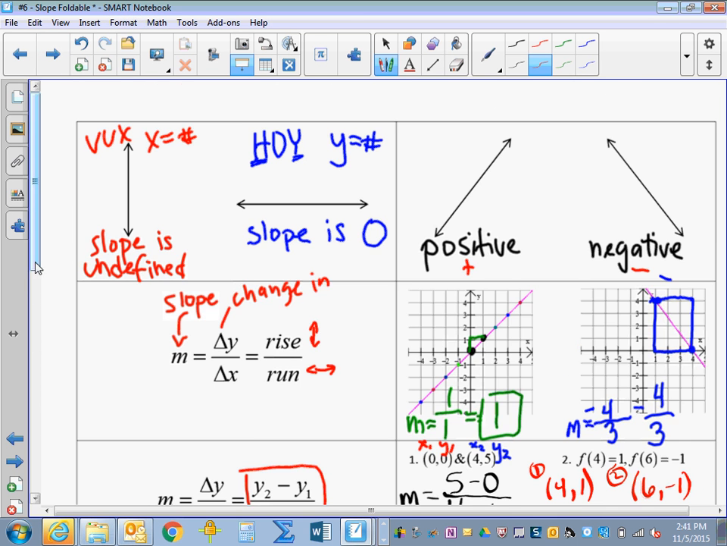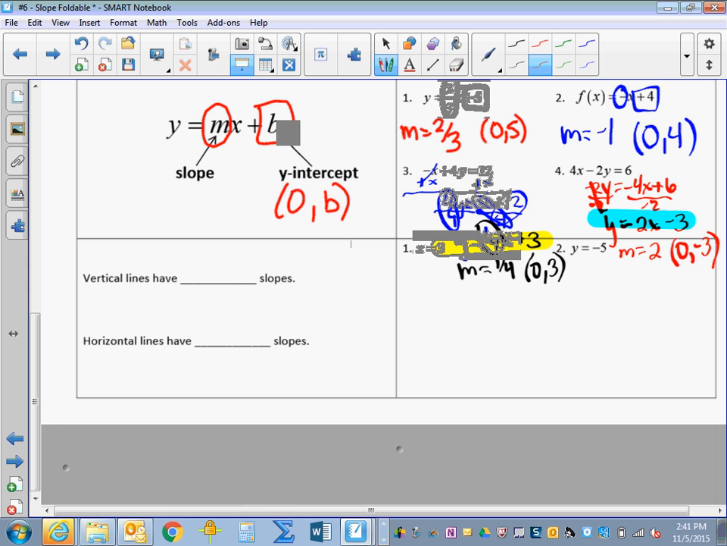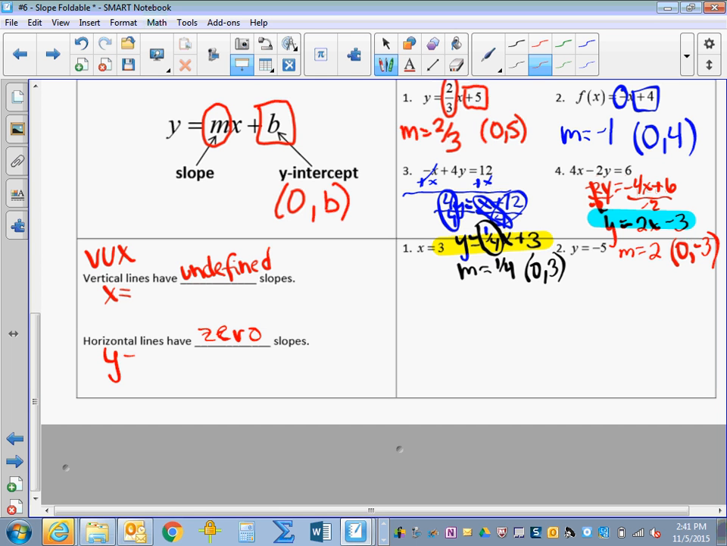All right, so that's our last thing over here. Vertical lines, bucks, have what type of slopes? Undefined. And remember, vertical lines are in the form x equals. That's why we have bucks. Horizontal lines have what type of slopes? Zero. And it's in that form y equals. That's why it's HOY.